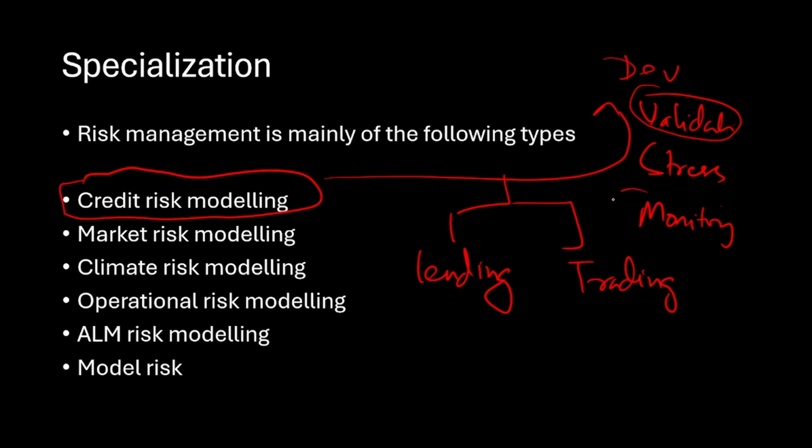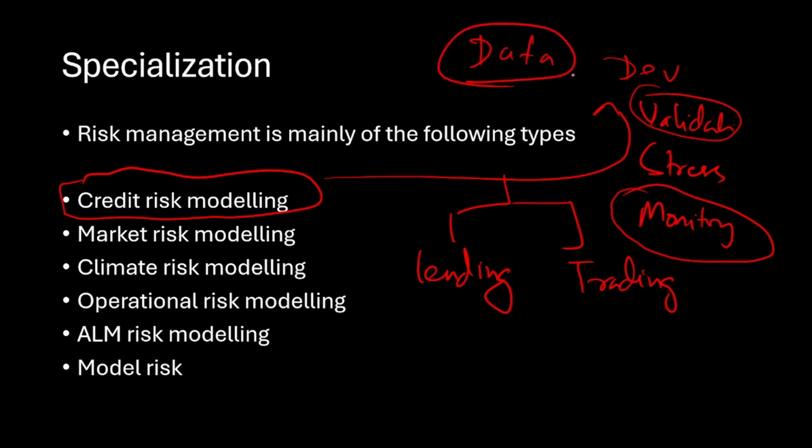You also have a team that constantly monitors the performance of different models. You also have data teams, by the way. Every modeling department also has a data team. So as a risk modeler, you'll be working with any one of these sub departments, right? And each modeling area has these sub departments.